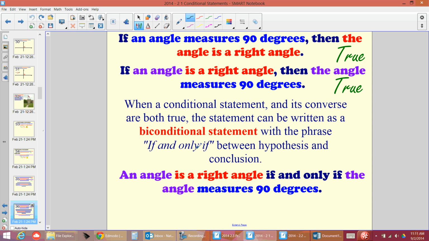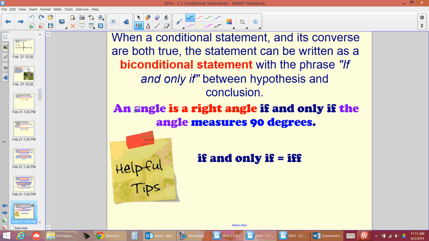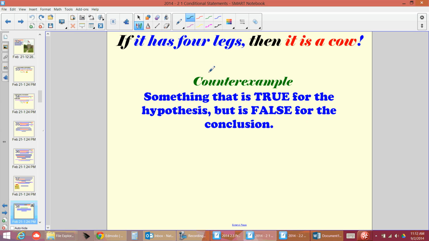And we replace it with if and only if, also known as IFF. Capital I, capital F. So here it is. If and only if equals IFF. They're the same thing. We can write it that way. This is just something that you'll need to know. If I give you a statement that says if and only if, you need to know that it's true both directions. And you're going to use that in your proofs.